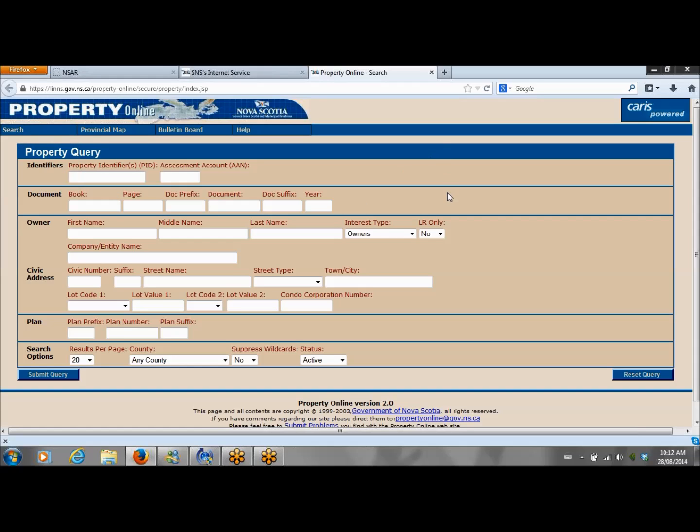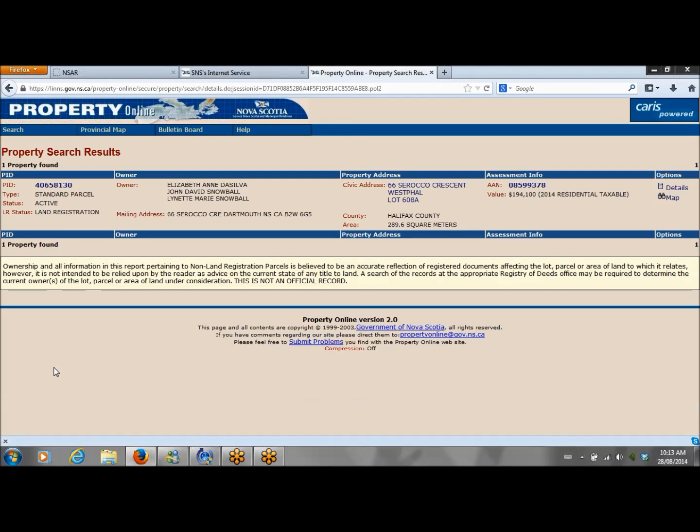So when you're in property online, let's pull my house up. I'll use myself as a guinea pig, okay? So I'm going to share my mortgage with everyone, not that it's a secret. Okay, so here's a perfect example.